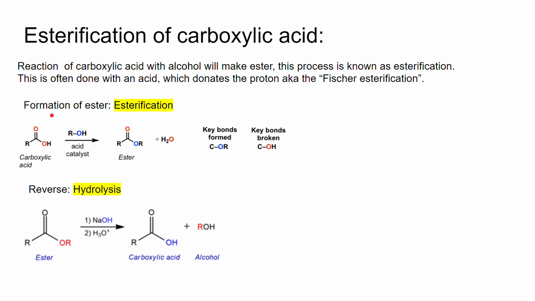As we can see, we have one carboxylic acid reacting with one alcohol molecule in the presence of an acid catalyst, and it will form an ester and a water molecule. The key bond formed will be the COO, the CO bond here, combined with the R, which is from the alcohol over there. And the key bond broken is the OH bond, which belongs to the carboxylic acid.